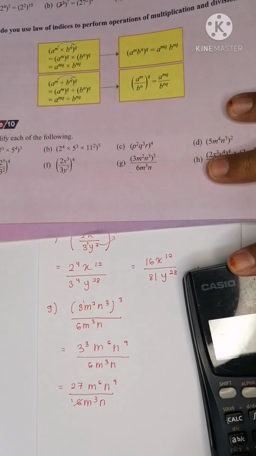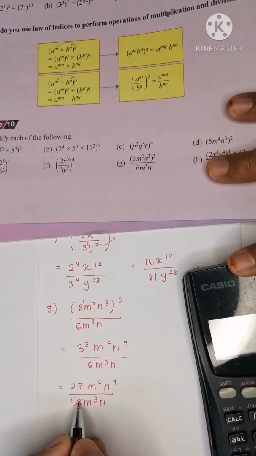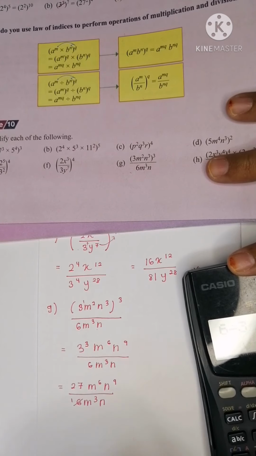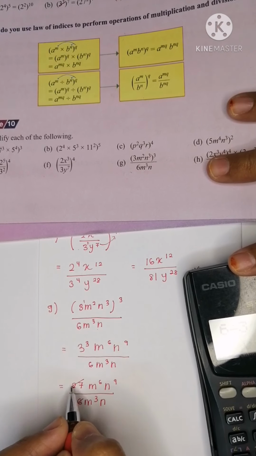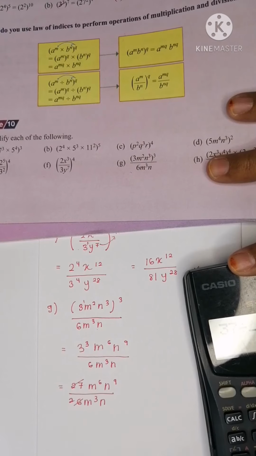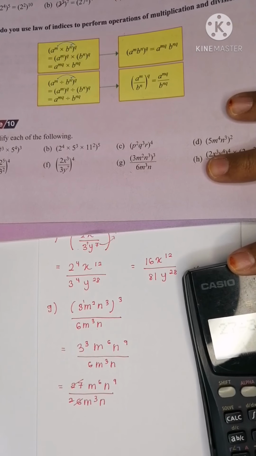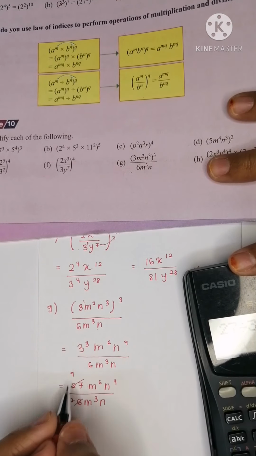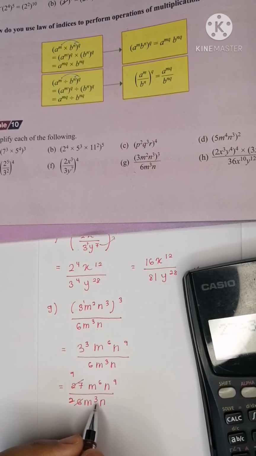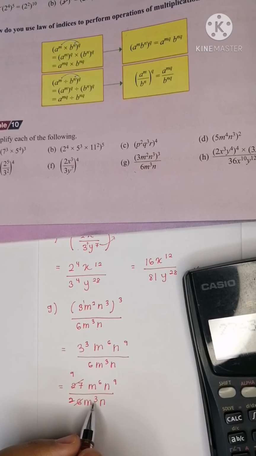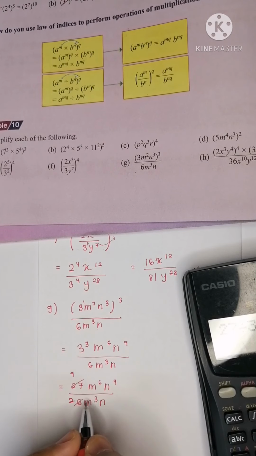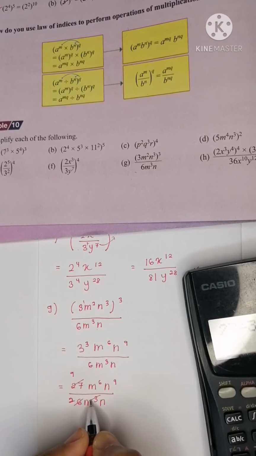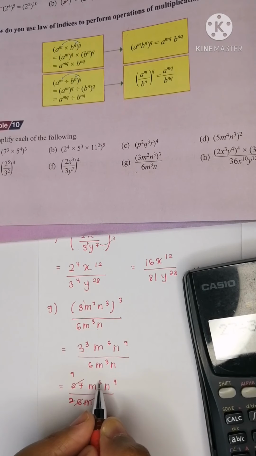Divide by 3, right? 6 over 3, you got 2, and 27 divided by 3, you got 9. So done, 9 over 2. Now look at m to the power of 6. This one is m to the power of 3, right? So you need to, this one is 3, so just erase this one, and then m to the power of 6.